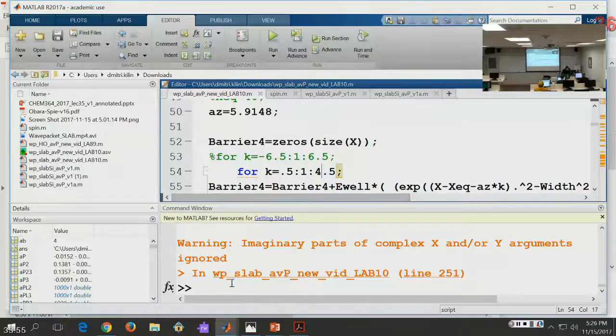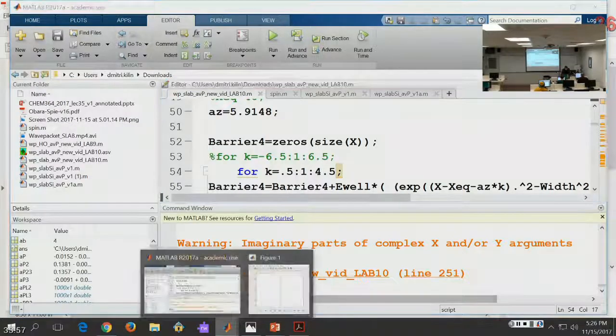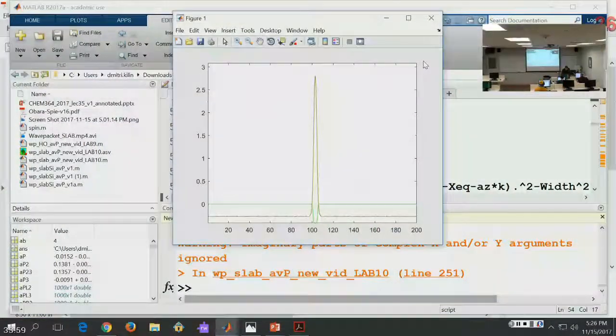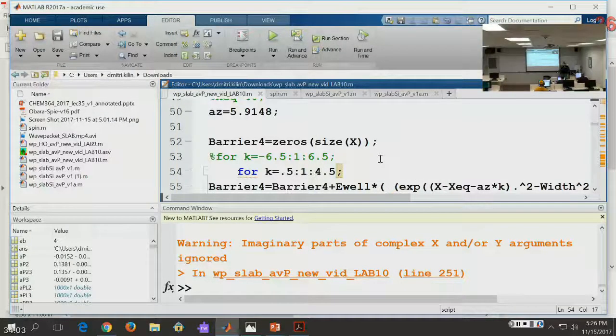Yes? What's the 0.5 for? So 0.5 to 0.5 gives you one well, but if you increase it to 4.5 to 4.5, that makes it 4 wells. Why 0.5?